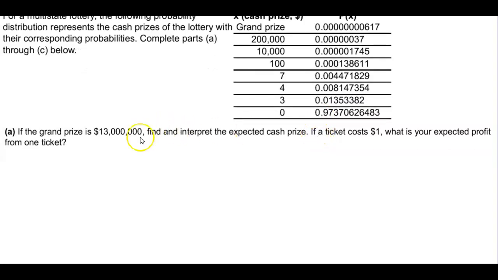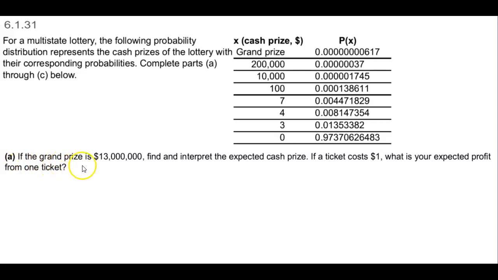For part A, it's asking us, if the grand prize is 13 million, find and interpret the expected cash prize. If a ticket costs $1, what is your expected profit from one ticket? So if this is the grand prize, then the grand prize is the amount of 13 million. And if we want to find the expected, or what is the expected profit?